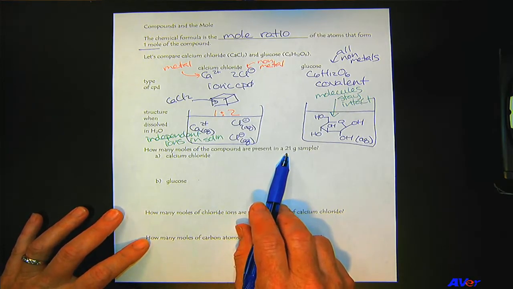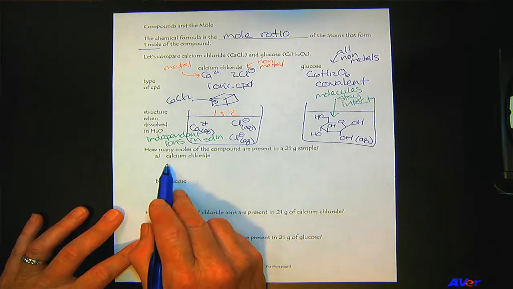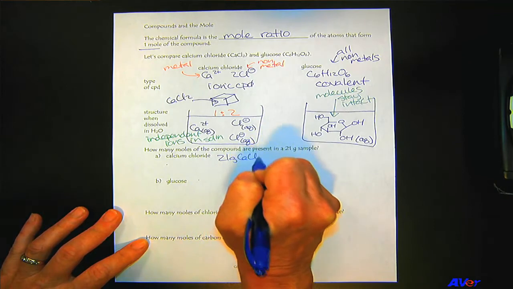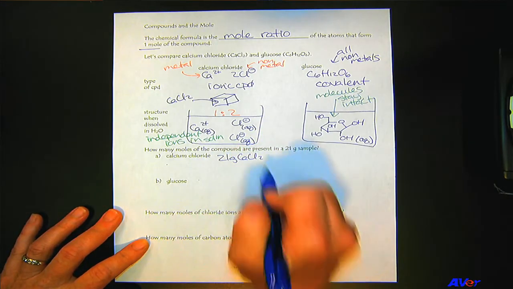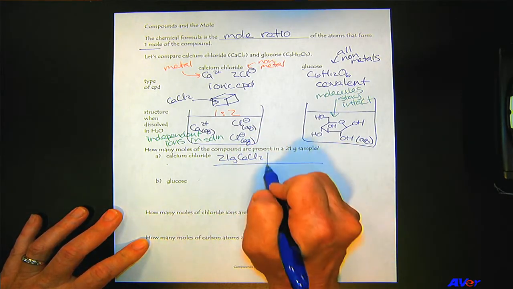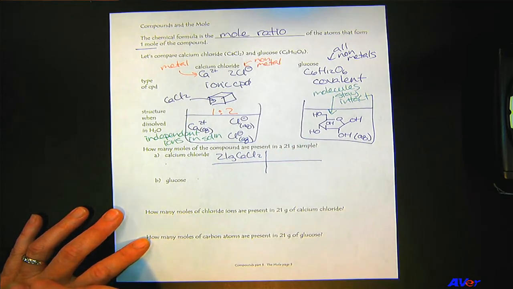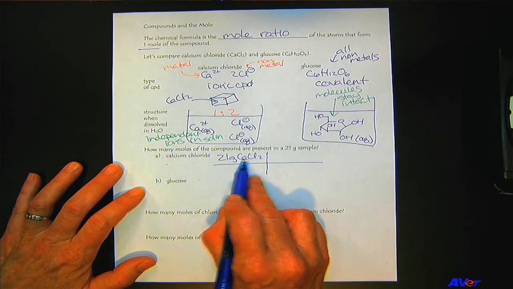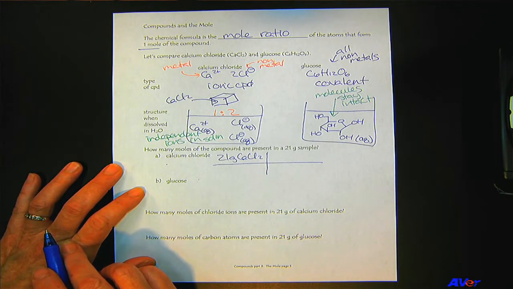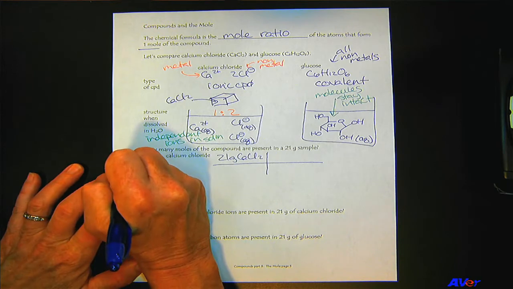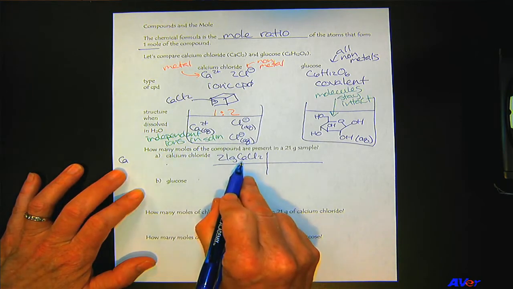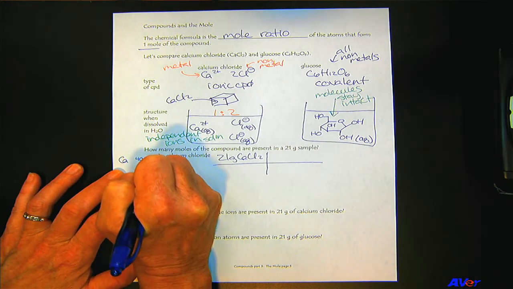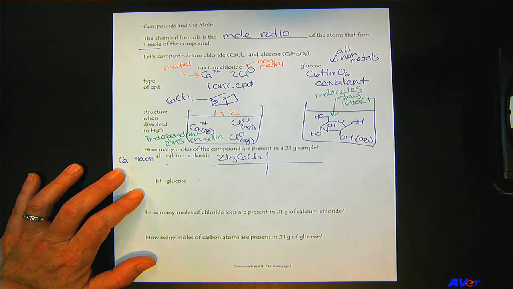Let's say we have 21 gram sample of calcium chloride, right? So if we have 21 grams of calcium chloride, how many moles would we have? Well, we're going to need to determine the molar mass, right? So the molar mass comes from the chemical formula and the periodic table. So for calcium, right, we have 1 calcium, and if we look on the periodic table, that calcium weighs 40.08 grams.